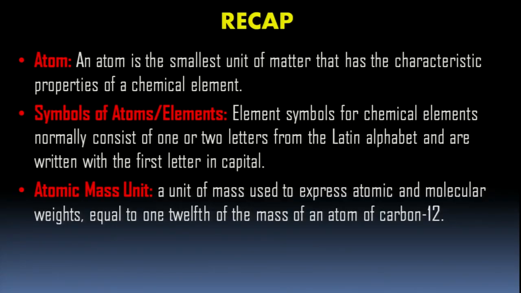I think you remember and you have gone through NCERT books and taken down the notes. I know you all are good children, you'll be doing that. But let's have a recap. We had done atom. An atom is the smallest unit of matter that has the characteristic property of a chemical element. I'd explained you all. Then comes symbols of atoms and elements. Element symbols for chemical elements normally consist of one or two letters from the Latin alphabet and are written with the first letter in capital. You remember that H for hydrogen, He for helium, C for carbon, Cl for chlorine, and it goes on.